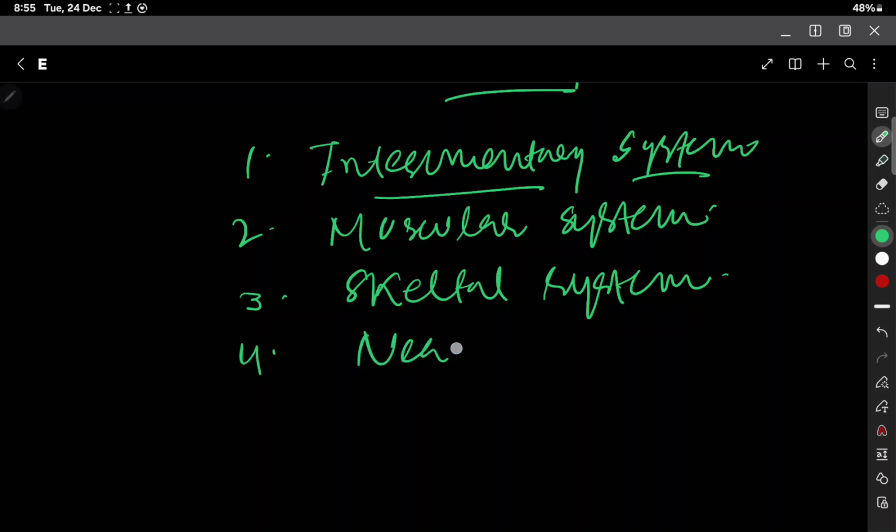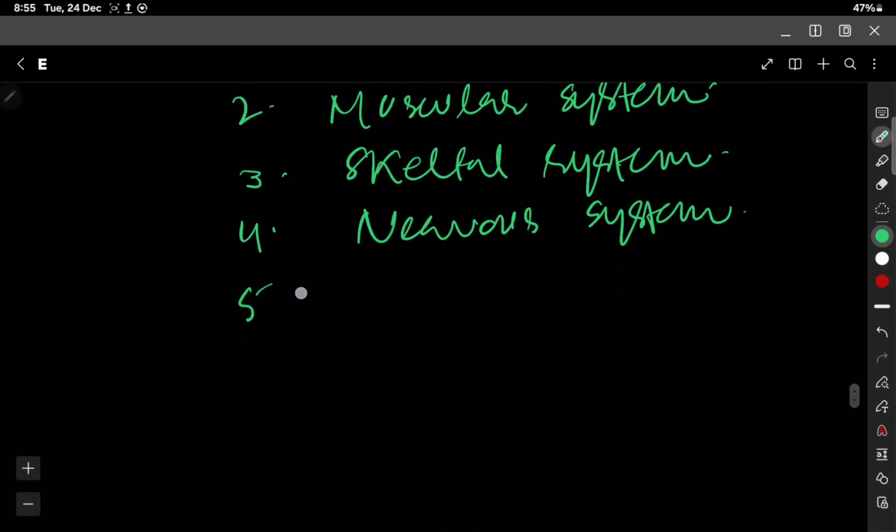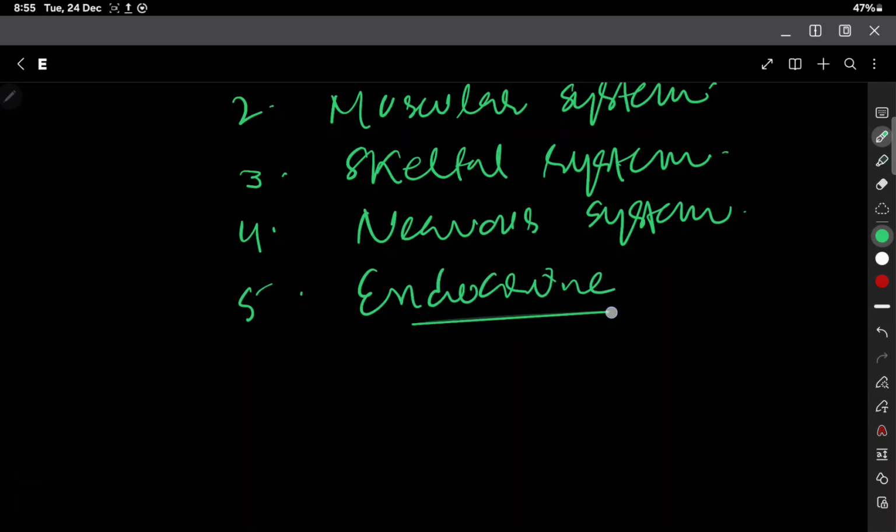Then nervous system, where we will be studying about neurons, the brain, and the spinal cord. Then next system, fifth one, is endocrine system, where we will be studying about the endocrine glands. Okay, endocrine glands, which are also called as ductless glands, put their secretions directly into the blood, without any ducts. So they are ductless. Okay, exocrine glands are ducted glands. So exocrine glands we will study in the integumentary system.